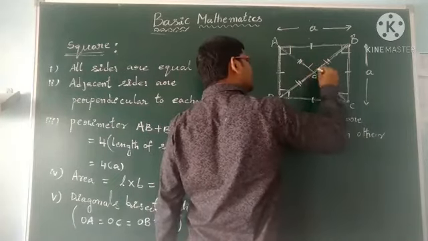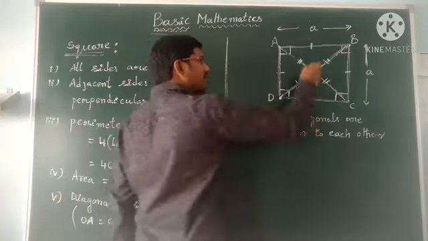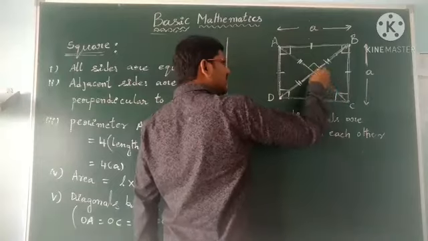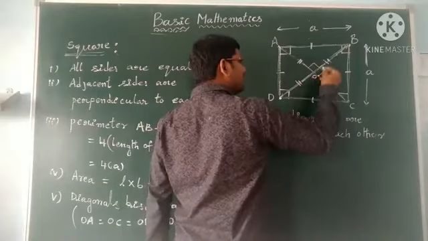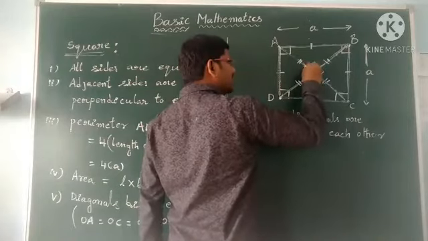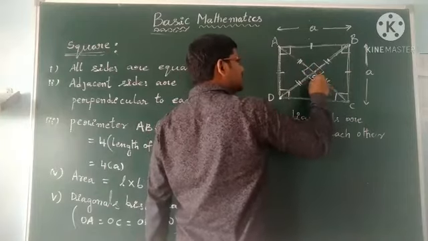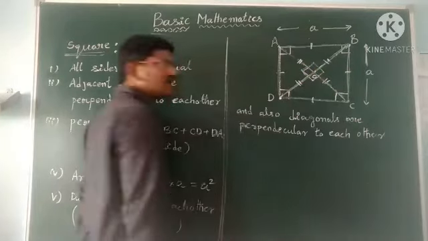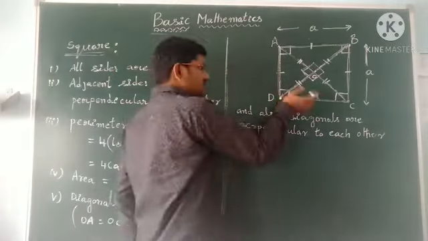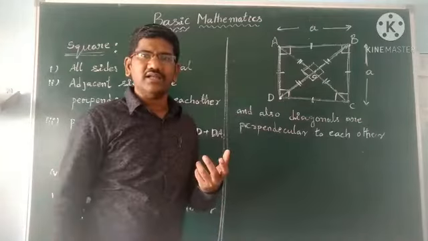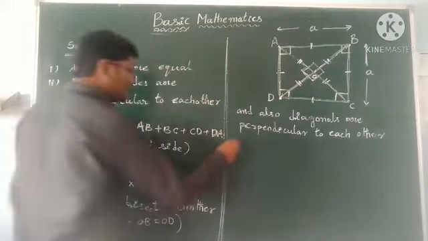This is one diagonal, and it is perpendicular to this diagonal, which means this angle is 90. Now this is another diagonal, perpendicular to this one, so this angle will be 90, and this diagonal is perpendicular to this one, so this is also 90, and this is also 90. The diagonals are bisecting each other and they are perpendicular to each other. That is the point we got. Now next one.